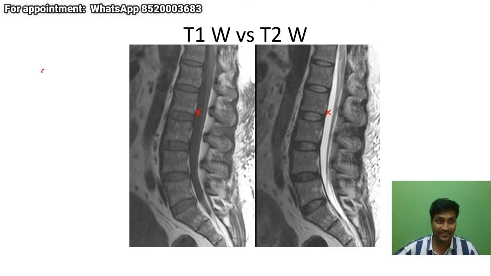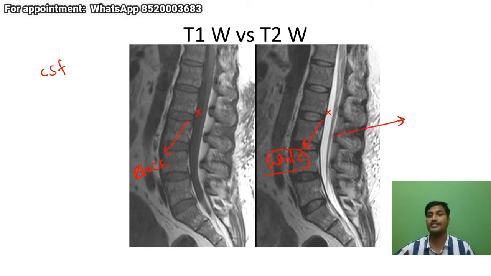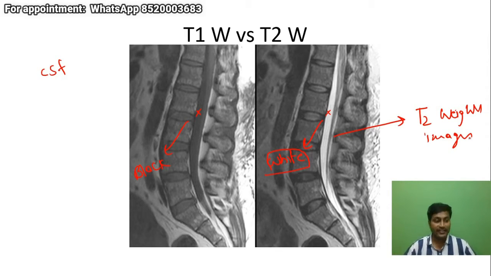This is CSF. CSF here is black. CSF here is white. All those cuts where CSF is white show that these are T2 weighted images. Am I clear? Whenever you see an MRI, you will have to identify the T2 weighted images.